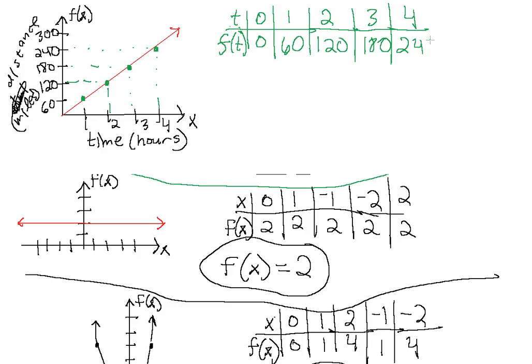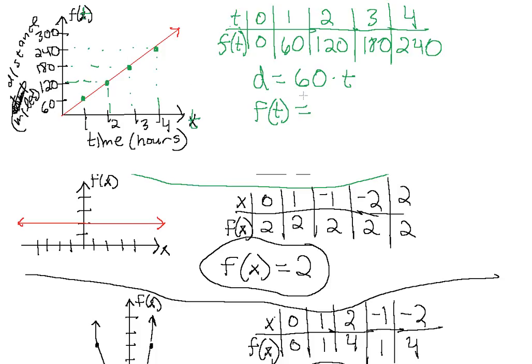So 240. So we can see that for every hour the car travels 60 miles. So we know that distance equals 60 times time. Okay, it's going at a rate of 60 miles an hour. So we can write, and we saw this a few times when we were graphing linear equations, our function f of t. Remember, f of t is our distance. This is t, and this is t. F of t is our distance.